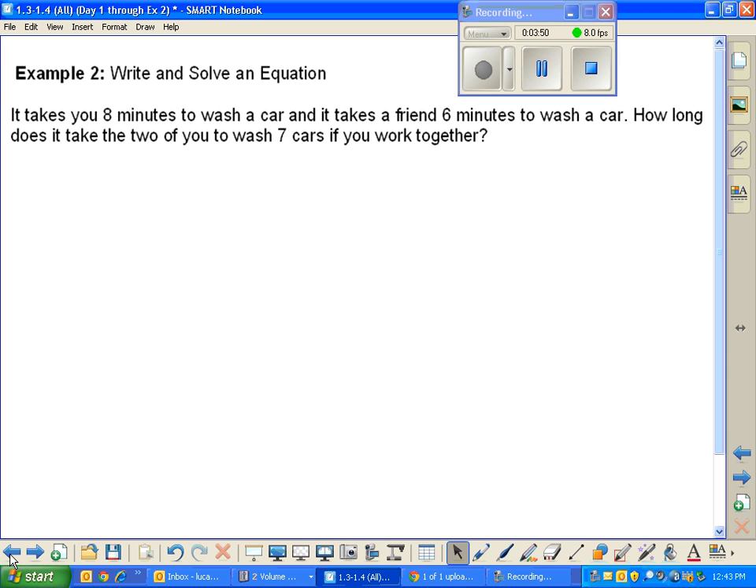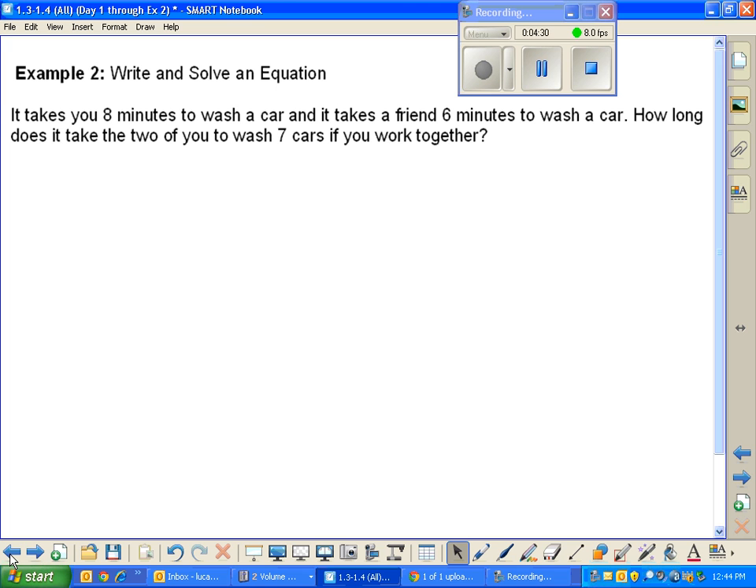It takes you 8 minutes to wash a car. It's pretty quick. I'm impressed. And it takes a friend 6 minutes to wash a car. I'm even more impressed. How long does it take the 2 of you to wash 7 cars if you work together? There are a couple ways to go about this problem. But first of all, we just needed to take a look and read it. 7 cars total. You could consider that something that we know. Right now, I'm going to segue into step 2. What's step 2 again? Maisie.